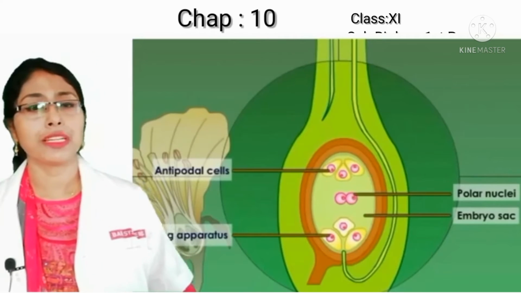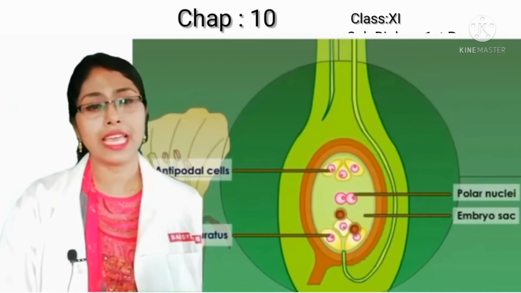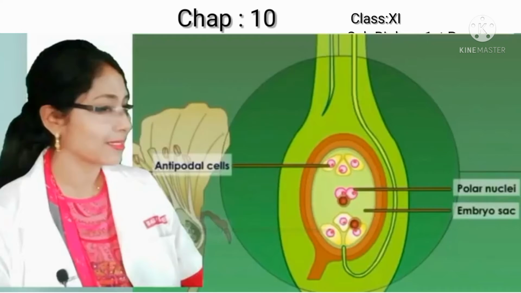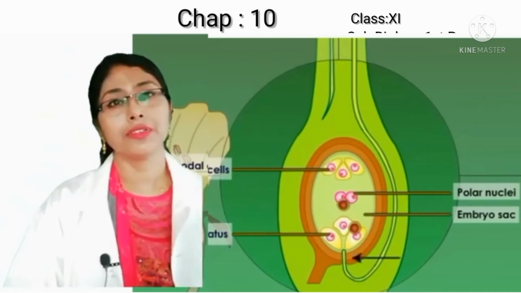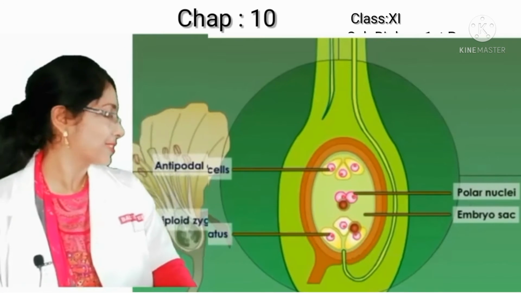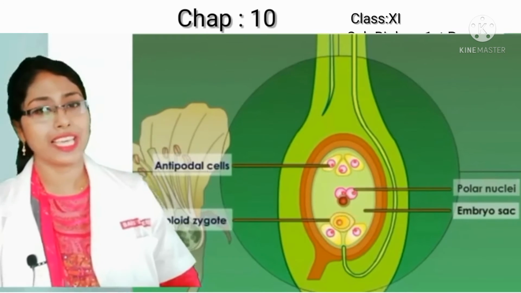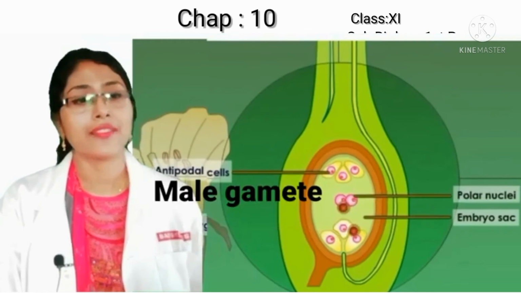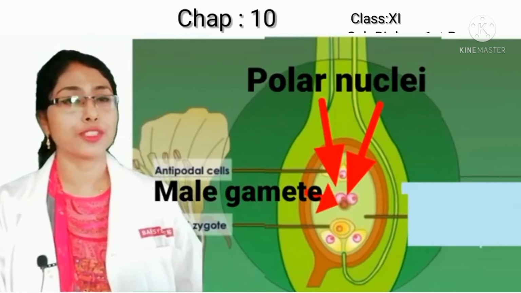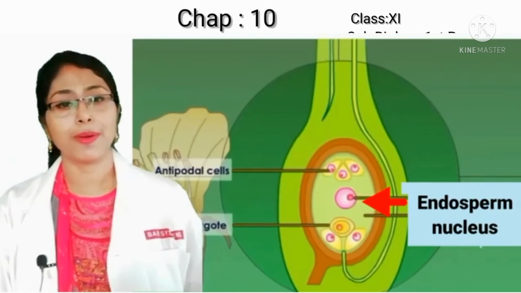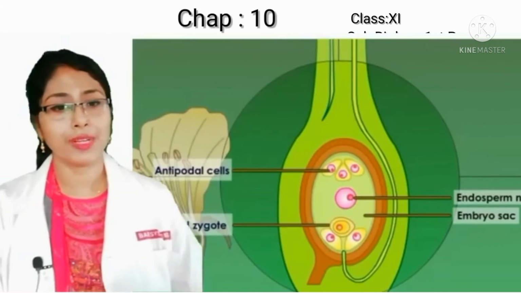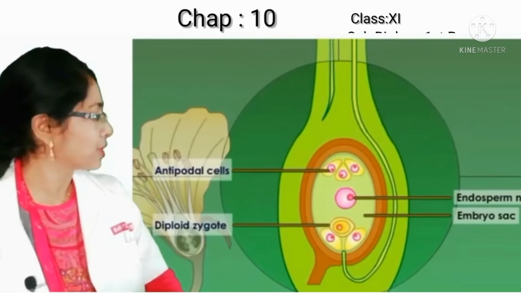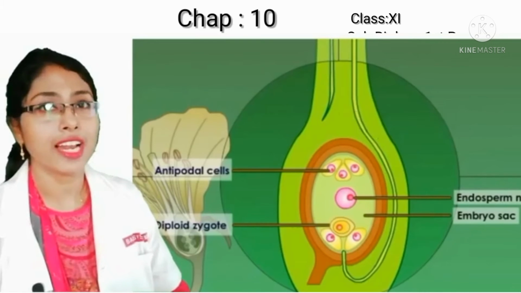The pollen tube penetrates the embryo sac between the egg and the synergid. The tip of the pollen tube bursts to liberate the 2 gametes near the egg cell. The first gamete fuses with the egg to form diploid zygote. This process is called fertilization. The second male gamete fuses with the 2 polar nuclei to form endosperm nucleus. The fusion of 3 nuclei is called triple fusion. The process of fertilization and triple fusion together is called double fertilization.